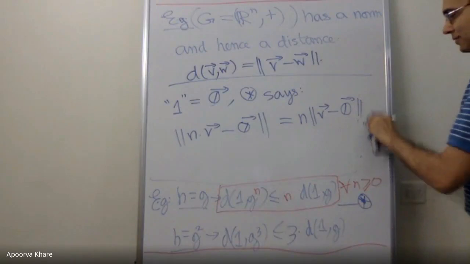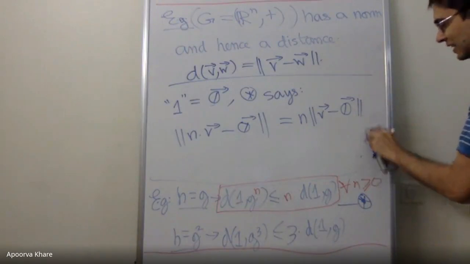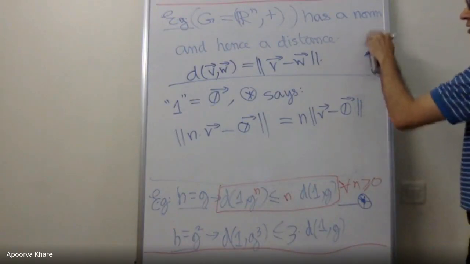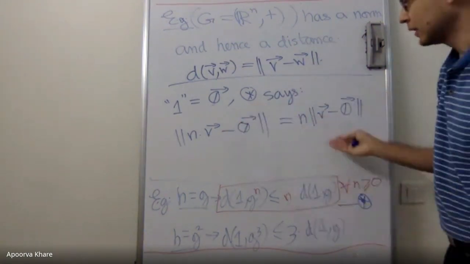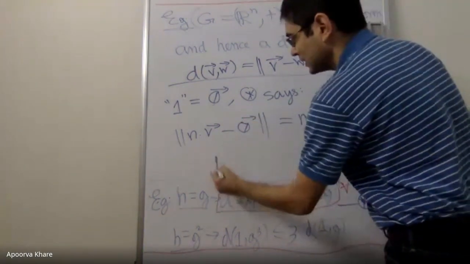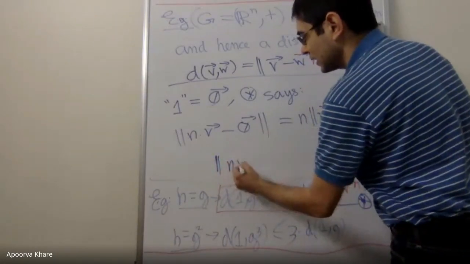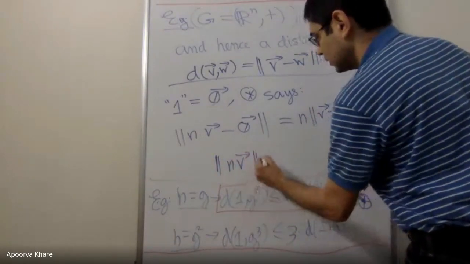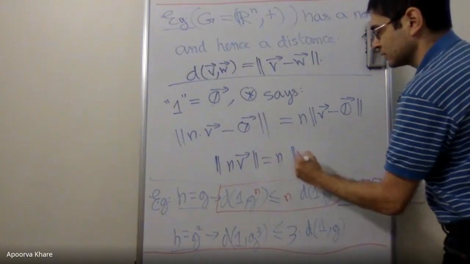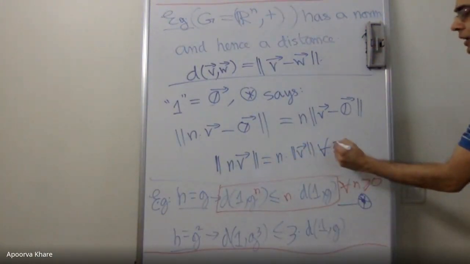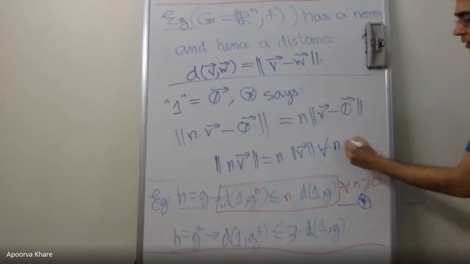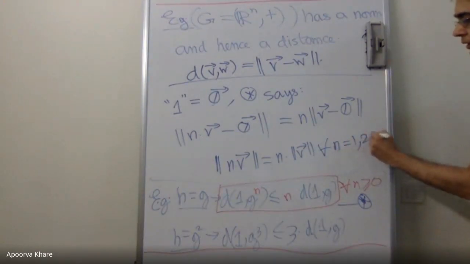So I have really said nothing that is non-trivial. Undergraduates know all of this: distance metric and the distance null. What this is saying is just that if you rescale a vector, then you get n times the norm, for all integers n bigger than c.